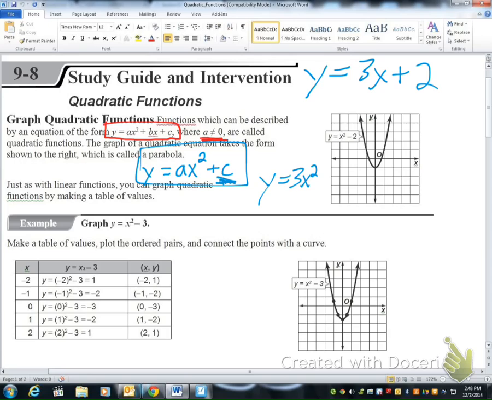Now, because of the fact that we don't have this term, because it's just all the ones we're looking at, if you look at the examples 1 through 6 at the bottom of the page, notice none of them have just x. They all have x squared and then a constant. Because of that, all of ours are going to be centered around our y-axis.